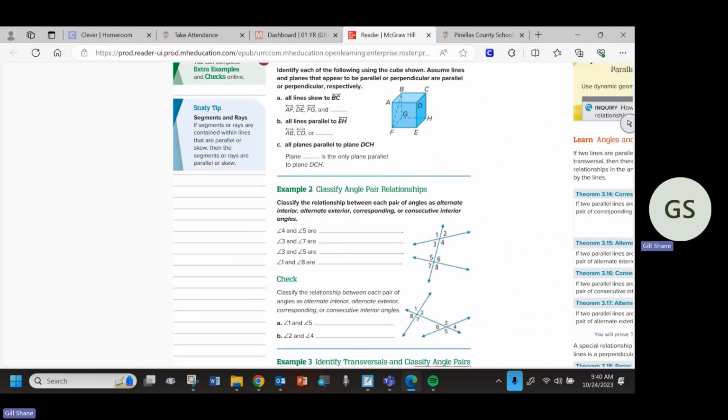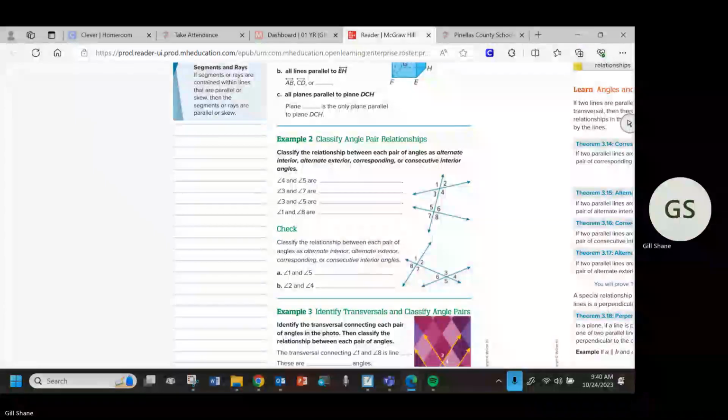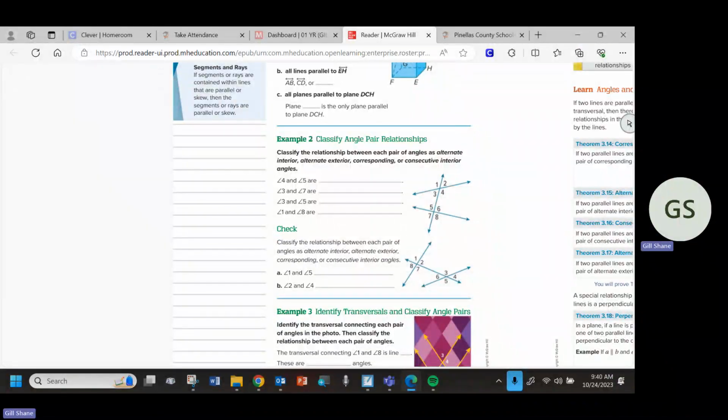Let's see. If you want to do the check problem real quick, we can do the check problem. We'll just do it up here. If you didn't do it in your book, that's fine. 1 and 5 are what? Again, they're both outside, so they're definitely both exterior. One's on one side of the transversal, one's on the other side. So alternate exterior. 2 and 4? Again, one's inside, one's outside, on the same side of the transversal. They're not consecutive because consecutive are both inside. So they'd be corresponding.